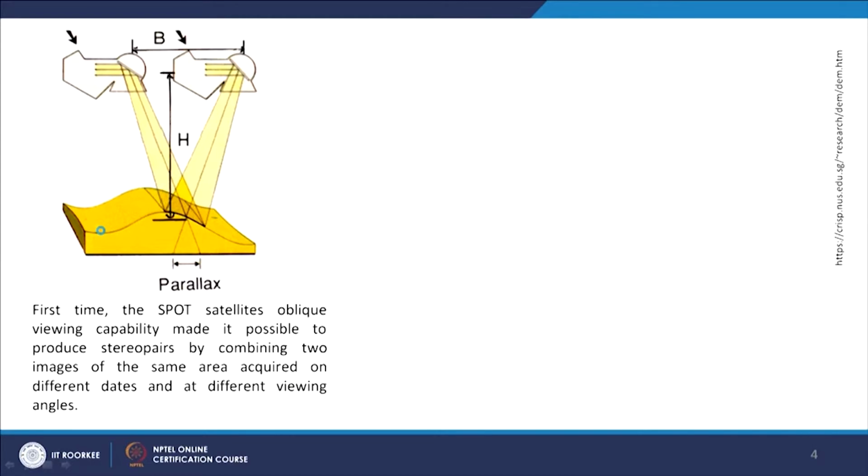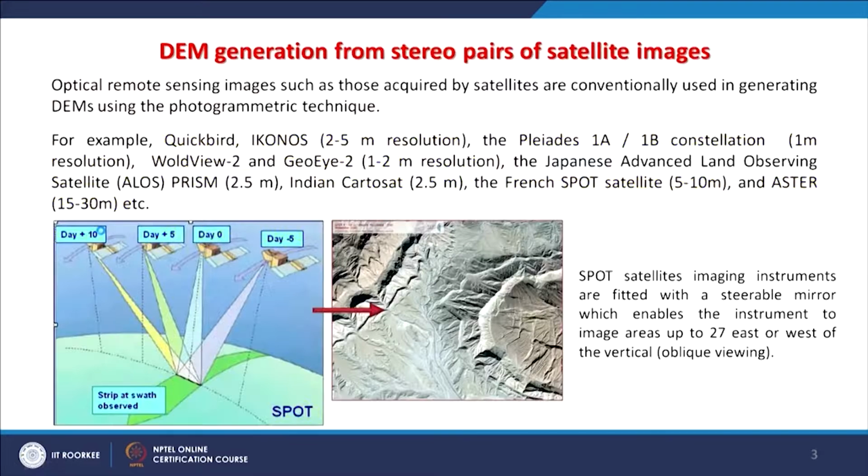But I also mentioned in the previous lecture that our Cartosat does not look sideways; it looks fore and aft, in forward and aft mode, so you do not have to wait for another overpass to complete the stereo pair. A stereo pair is generated within a few minutes during a single overpass.